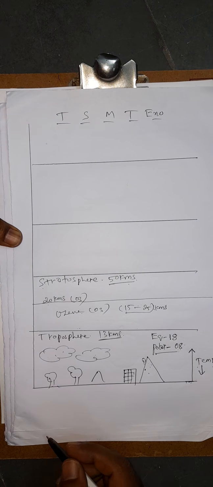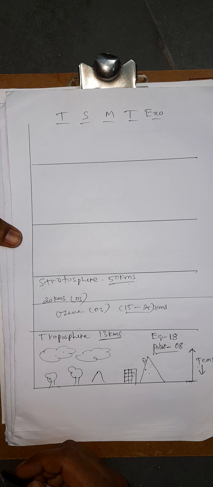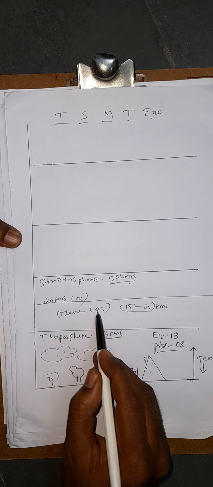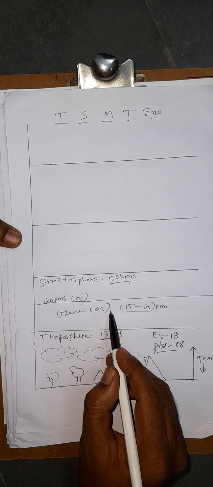Now, how is it useful for mankind? Let us see. The jet flights fly only in these areas. This layer is completely free from clouds. I repeat, this layer is completely free from clouds, and here the jet flights fly.